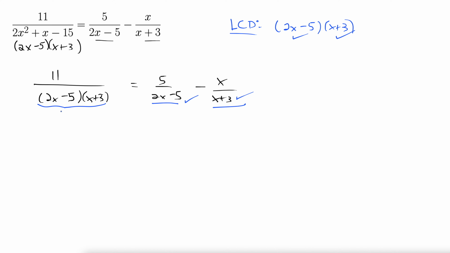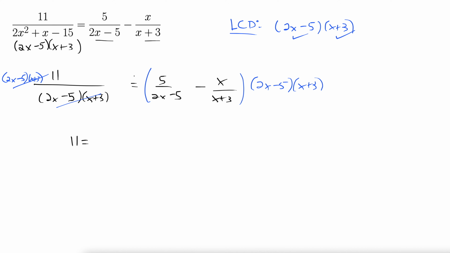The key next is to multiply both sides by this least common denominator. That will get rid of all denominators. So here we go. I'm going to multiply the right by 2x minus 5 and x plus 3, and the left by the same thing, 2x minus 5 times x plus 3. On the left, all of this immediately cancels out, and we're just left with 11. That's nice. On the right, there's a little more to it.